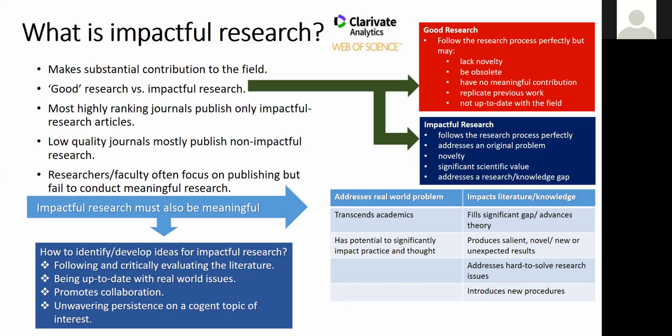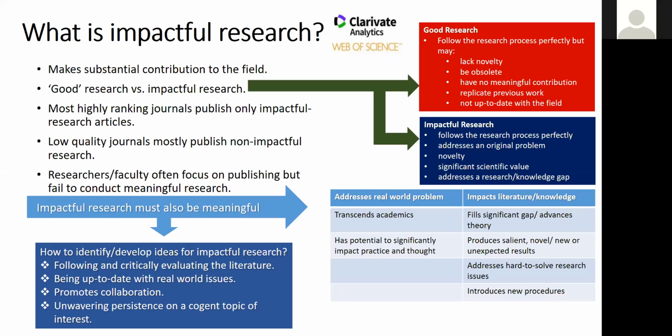Whereas an impactful research will follow the research process perfectly, will address an original problem. There's novelty in the findings. There's a significant value in the work that is carried out, and it addresses some research and knowledge gap that needs to be filled. So that is something that is impactful. So good journals most likely will only publish impactful research, as these journals aim to increase their own impact factor of the journal. That is all. Their aim is just they want to increase their impact factor.